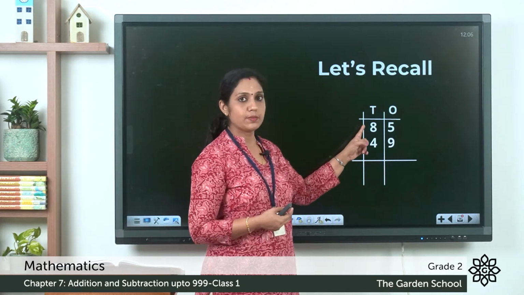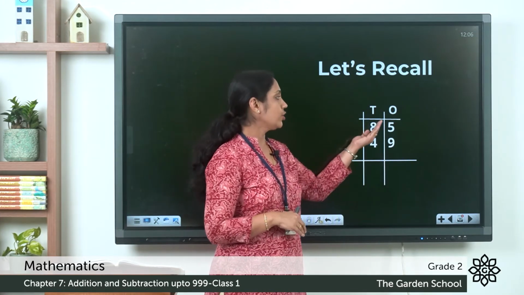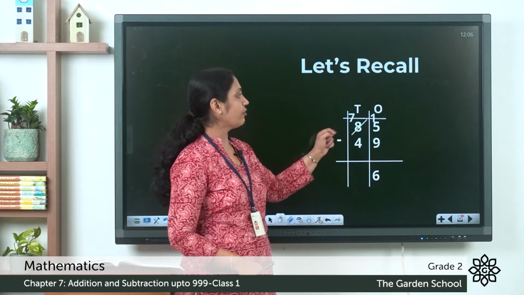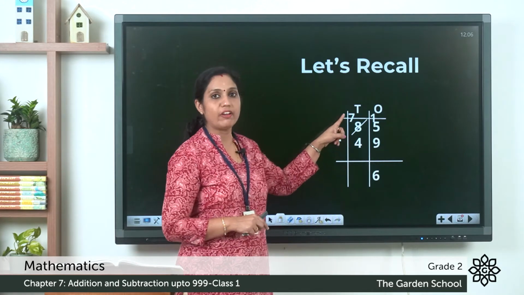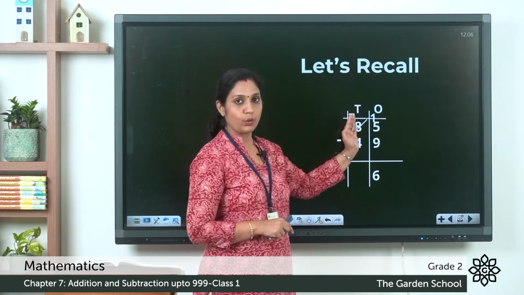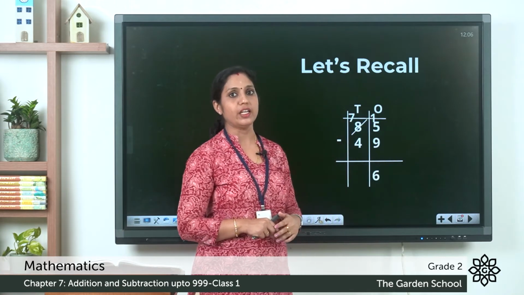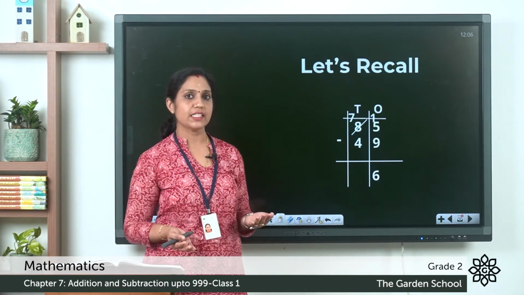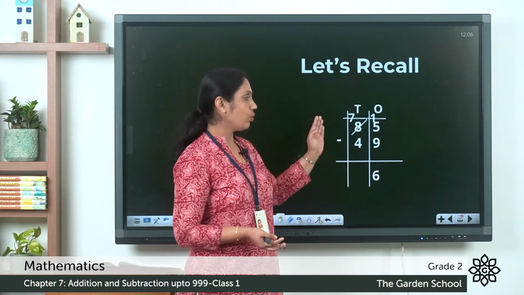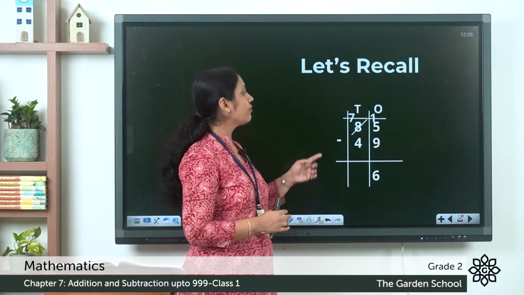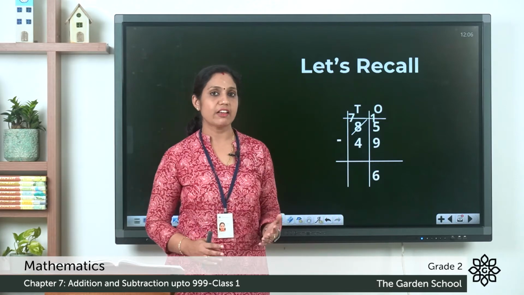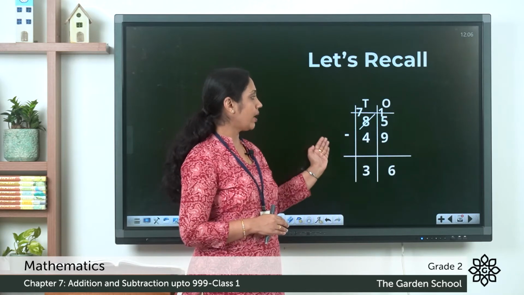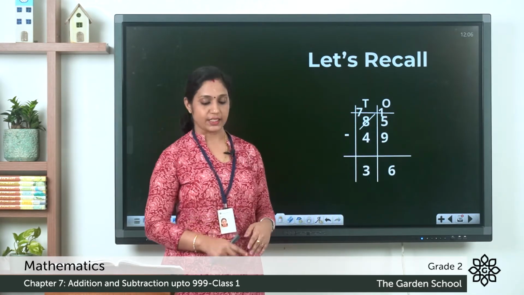When we borrow, what happens? In the tens place it becomes 7 and that one we give to the ones place, and 5 becomes 15. Near the 8 we have written 7, and what we borrowed makes 5 into 15. Now we can subtract 15 minus 9. How much is 15 minus 9? It is 6. Now we can move on to the tens place. In the tens place we have 7 minus 4. How much is 7 minus 4? It is 3. So we get the answer 36. 85 minus 49 is equal to 36.